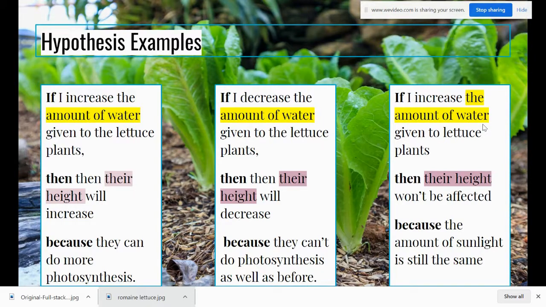Or maybe I think if I increase the amount of water given to the lettuce plants, then their height won't be affected because the amount of sunlight is still the same, and maybe that's the limiting factor. So it does have this format: if, then, because, and it is trying to answer a scientific question. Here's some more examples.